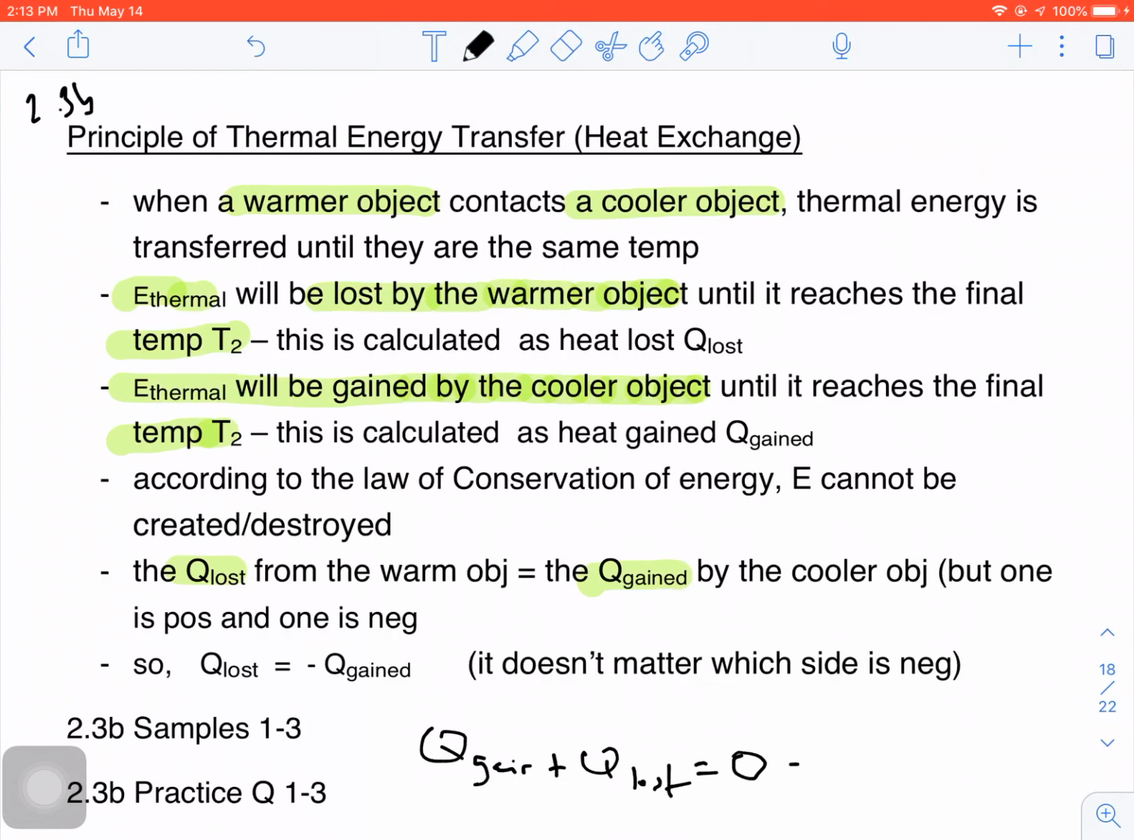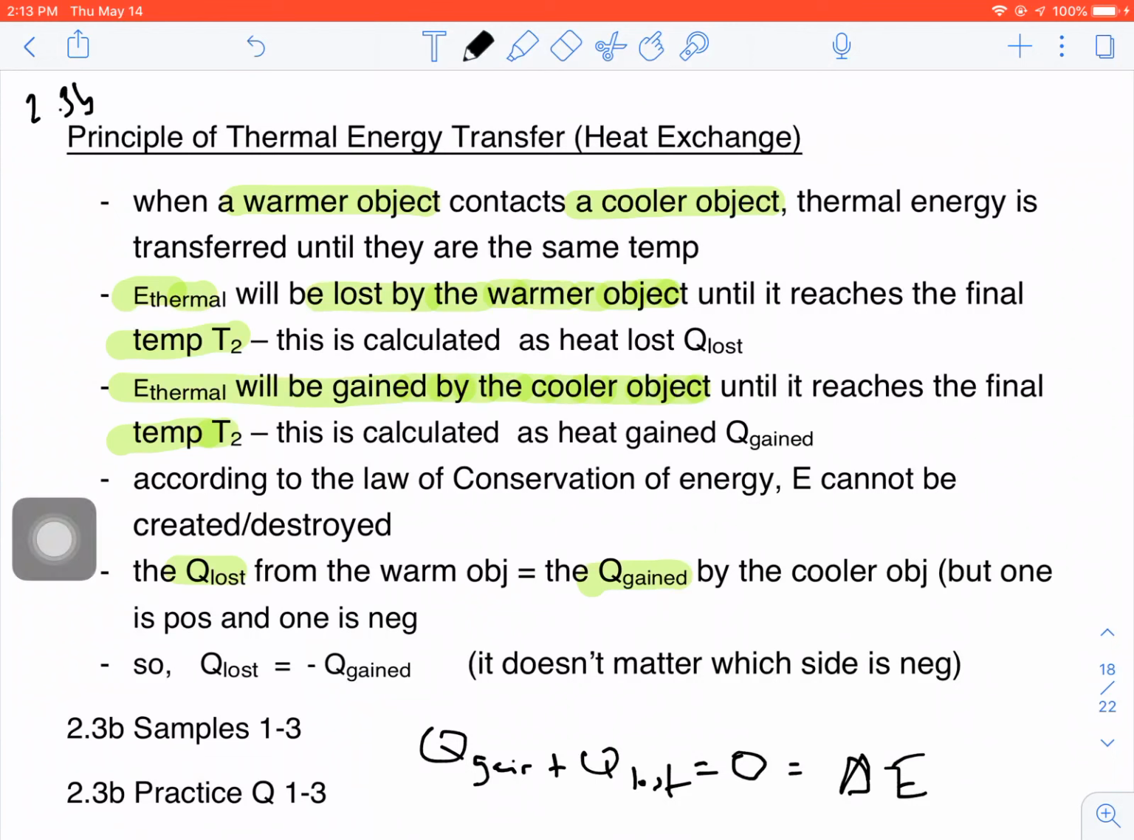Right? The energy change in the system has to be zero, right? Because energy is being conserved, which means the energy gained, Q gained, plus Q lost has to equal zero, right? Where the Q gained will be maybe plus 1,000 joules, Q lost will be minus 1,000 joules, right? And then 1,000 plus negative 1,000 gives you zero.